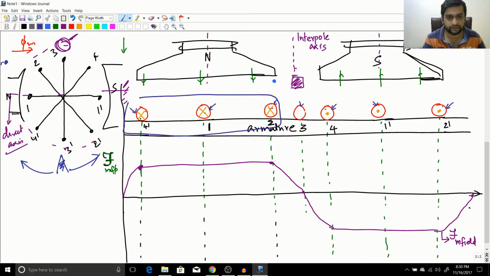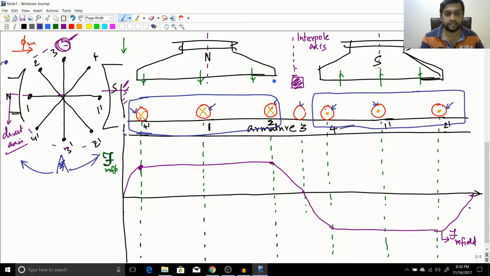Something like this. Okay. So let me just make it a little bit more neat. These diagrams are very difficult to draw digitally. It's easier to draw on pen and paper, but on a computer it's difficult. Yeah. So this side, also there will be a field.